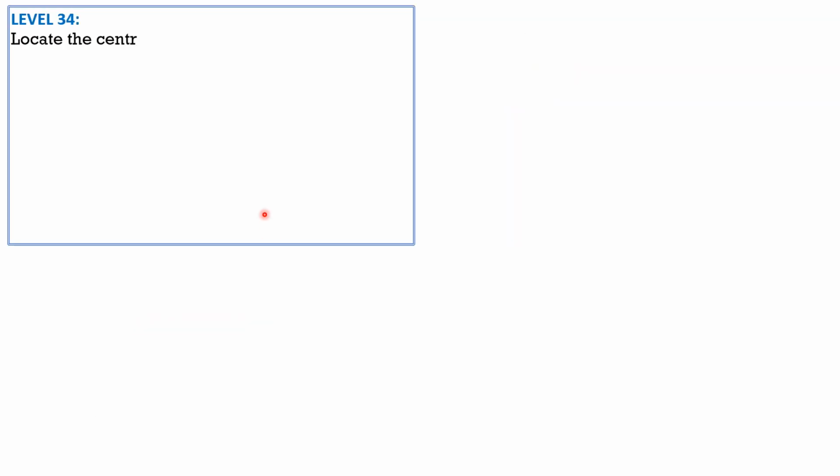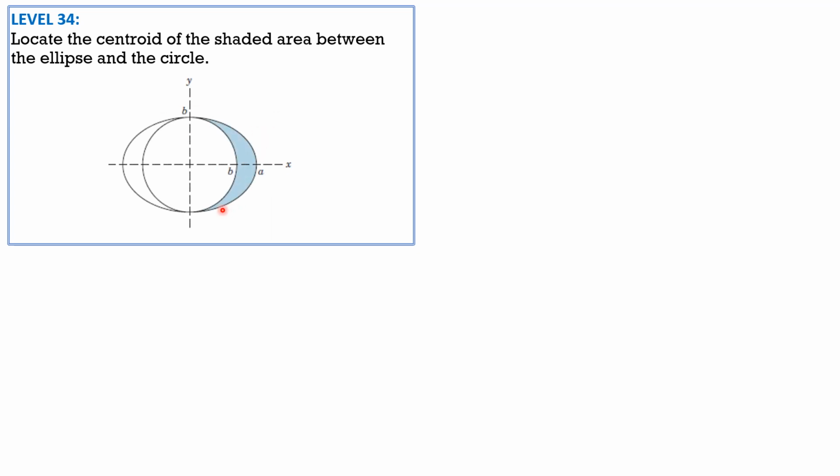Level 34, locate the centroid of the shaded area between the ellipse and the circle. So here is the given figure. It is just area of ellipse minus area of circle. The area of the ellipse is, because this is just half, pi ab over 2 for the ellipse, then for the circle, pi radius squared over 2, so pi b squared over 2. So area equals pi ab over 2 minus pi over 2 b squared for the semicircle. Factor out pi b over 2, then we have pi b over 2 times a minus b.